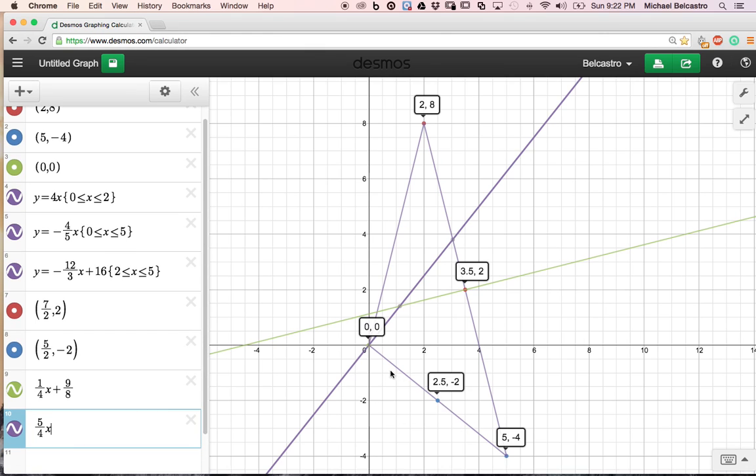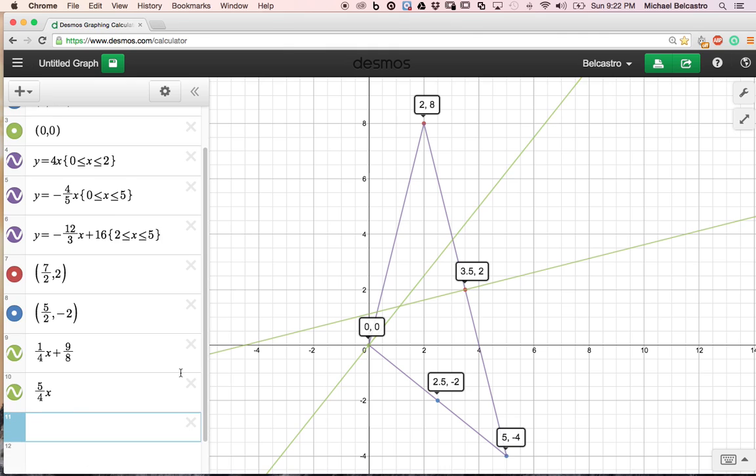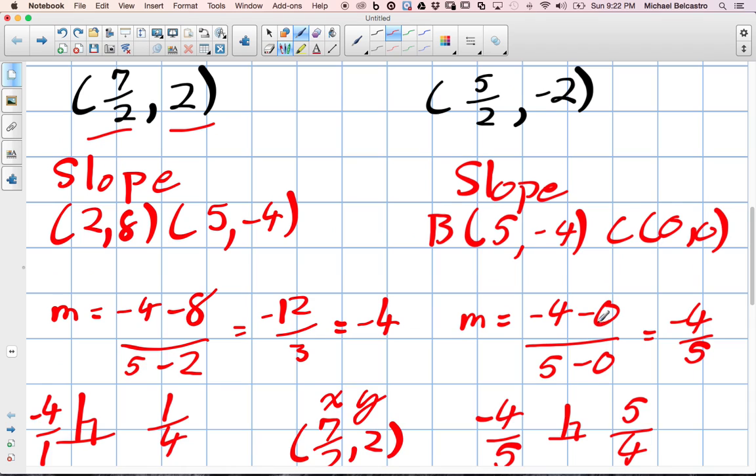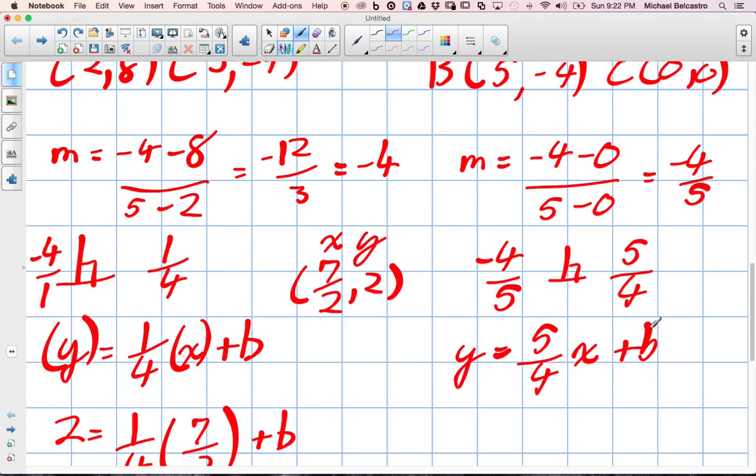We're going to have a line that is 5 over 4x. That looks like it could be perpendicular to this line here. I'm going to change its color to green. Okay, so we know that our perpendicular bisectors are green. We still have to solve for the b. And again, that's got to go through that midpoint. The midpoint was 5 over 2, negative 2.